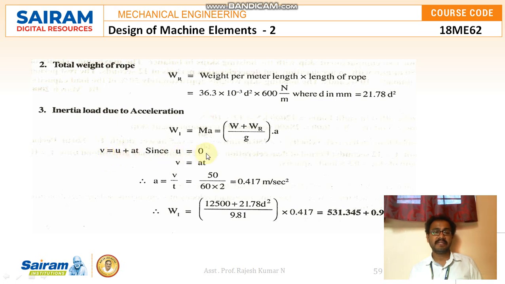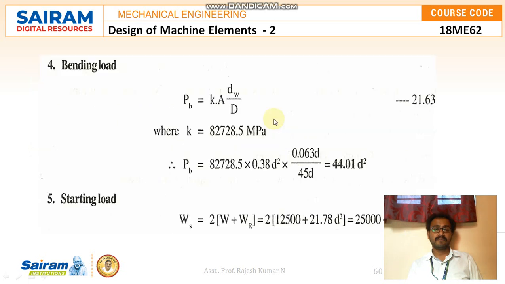Since U is 0, that is, the initial velocity is 0, V is equal to at. I know the V value and t value, so a is 50 by 60 into 2. 50 by 60 is the velocity, and t is the time. So the acceleration is 0.417 meter per second square. After substituting in the formula, I will be getting the WI value as 531.345 plus 0.9258 d square. Moving to the next step, bending load.